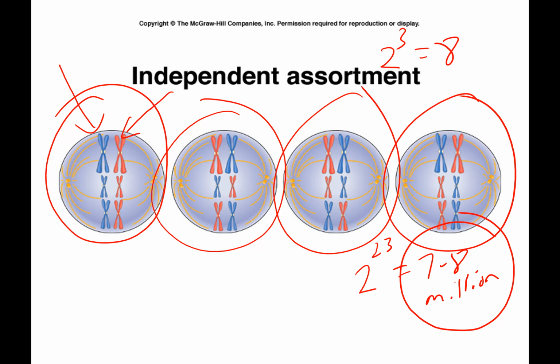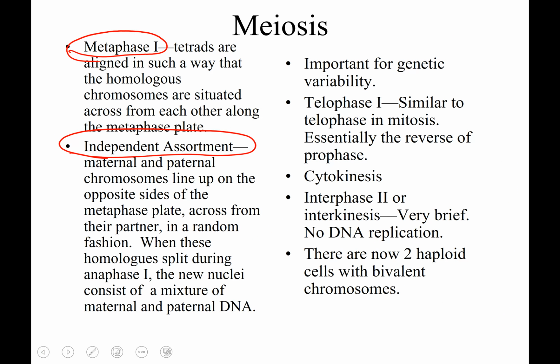So let's go back and give a more formal definition for independent assortment. It's when the maternal and paternal chromosomes line up on opposite sides of the metaphase plate across from their partners in a random fashion. Again, it's sort of like shuffling the genetic card deck. What's going to happen after metaphase is anaphase 1. And in anaphase 1, essentially the spindle fibers will shorten, and a member of each homologous pair is going to get pulled toward each side or each pole of the cell. So they've lined up, and now they've been separated from each other.